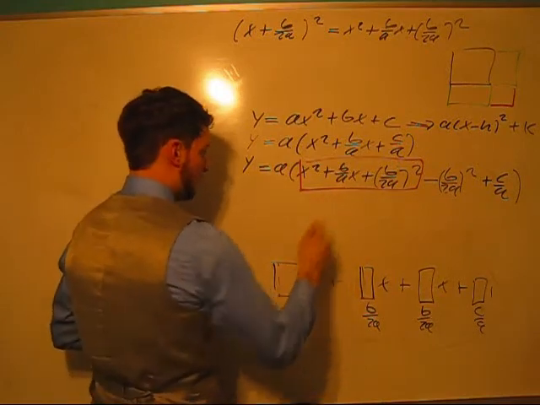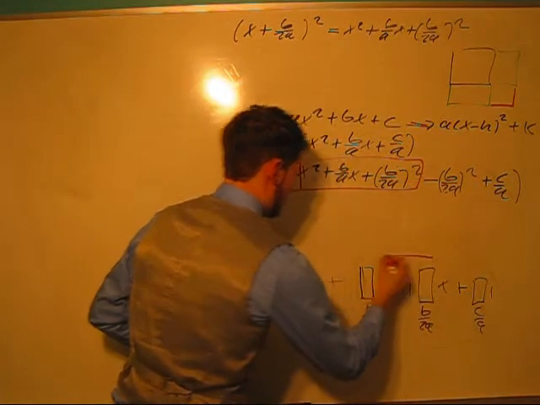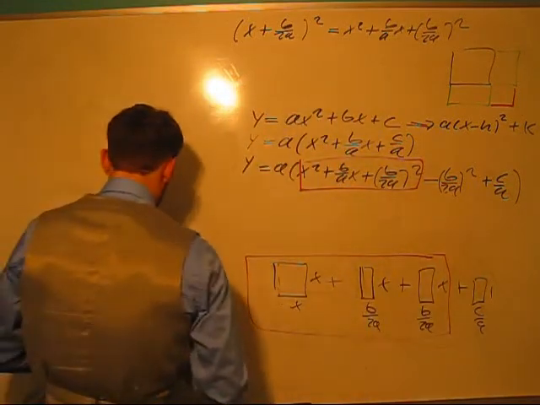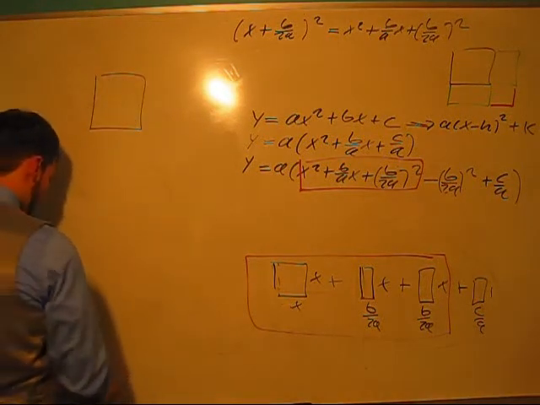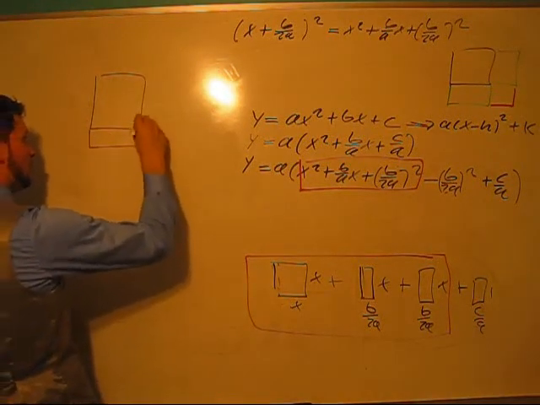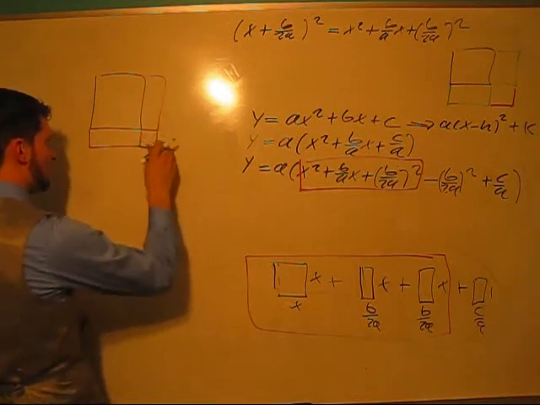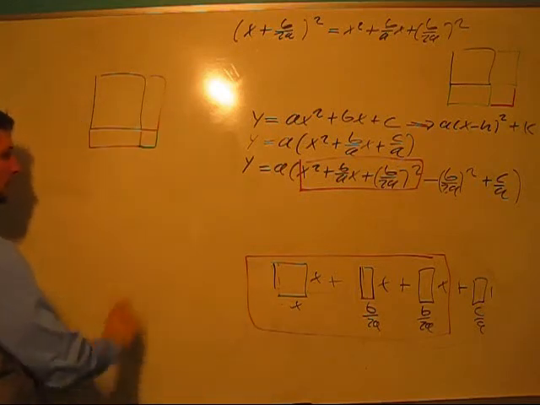So here, we've observed that what this means is that we have these figures, and we've, again, put them together as follows. We have our x and x. We have our b over 2a. And then we have our perfect square b over 2a, b over 2a. And as such, we have completed the square.